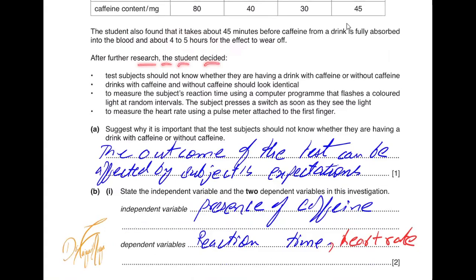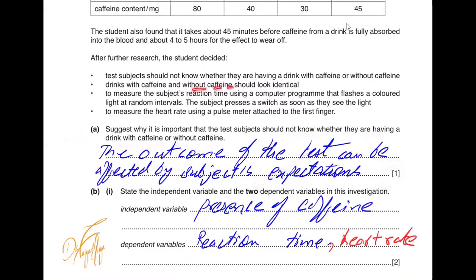After further research, the student decided the test subject should not know whether they have a drink with caffeine or without caffeine. When the subject knows, okay, I'm taking caffeine, their own expectation will start to affect the outcome of the result. If it's caffeine I've consumed, it's supposed to increase the heart rate and decrease my reaction time, so I need to respond quicker. And if I'm not taking caffeine, I can be a bit slow. So the subject's expectation can make the results less reliable. This is exactly what they have asked: suggest why it's important that test subjects should not know whether they are having a drink with caffeine or not. So the outcome of the test can be affected by the subject's expectations. So you get a mark there.